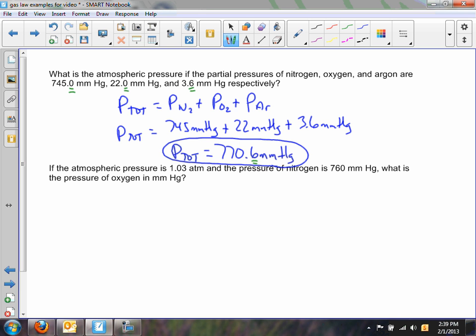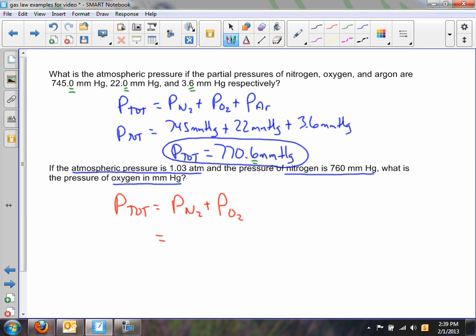The second one is also a Dalton's law problem, except in this case they give me what the total pressure is. The atmospheric pressure is this, and it's made up of nitrogen and oxygen, and I just want to find the oxygen. Well, P total equals the pressure of the nitrogen plus the pressure of the oxygen. The question says, what is the pressure of oxygen in millimeters of mercury?